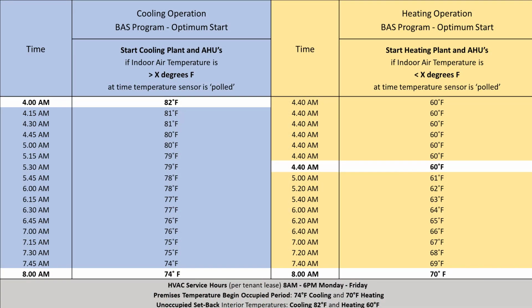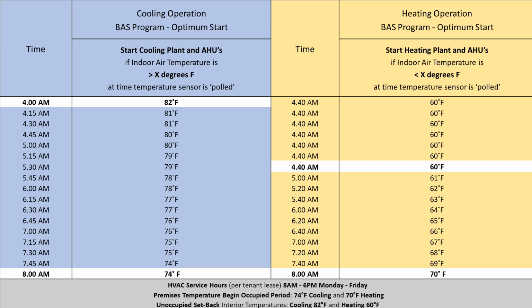As we approach the optimum start period, the BAS will poll a designated indoor temperature zone sensor, let's say every 15 minutes, starting at 4 a.m. At 4 a.m., if the indoor air temperature is greater than 82 degrees, the central HVAC plant will start in order to cool the building. If the indoor temperature is less than 82 degrees, then the plant will stand by, ready to start when needed.